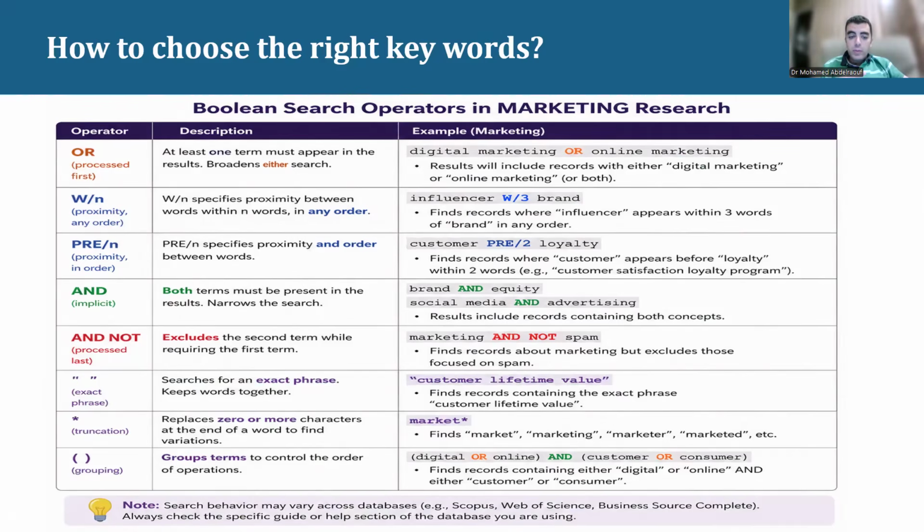W/N, specific proximity between words within N words in any order. Influencers W/3 brand: find records where influencer appears within 3 words of brand, in any order, etc. Let's skip till the end.